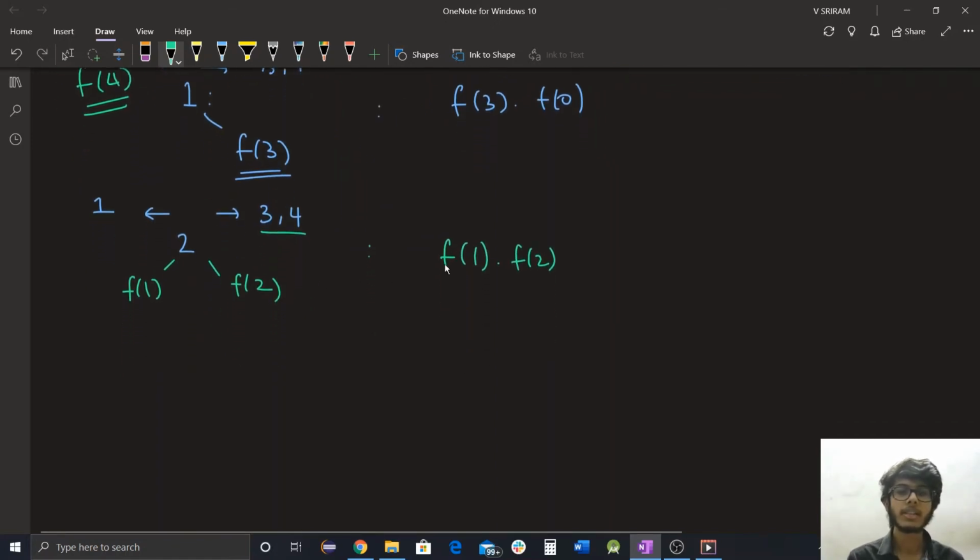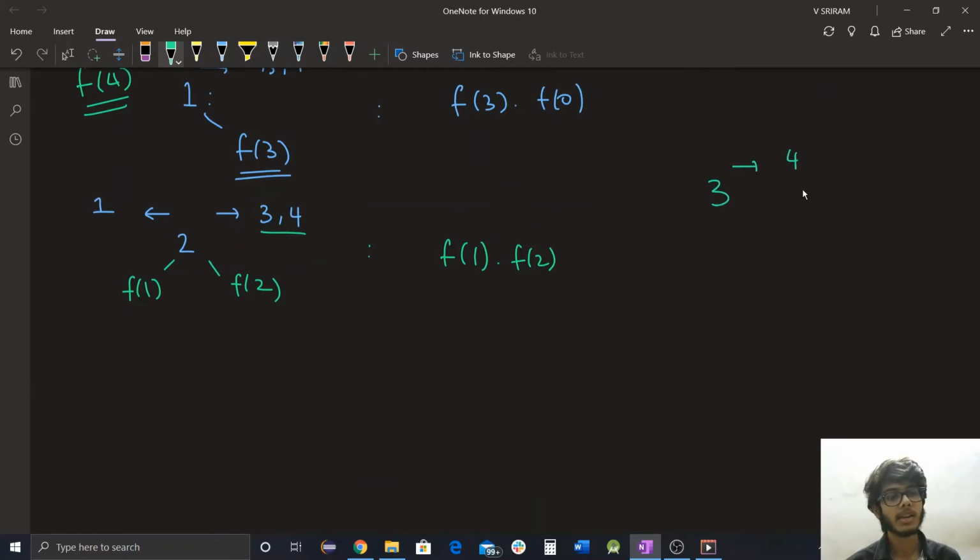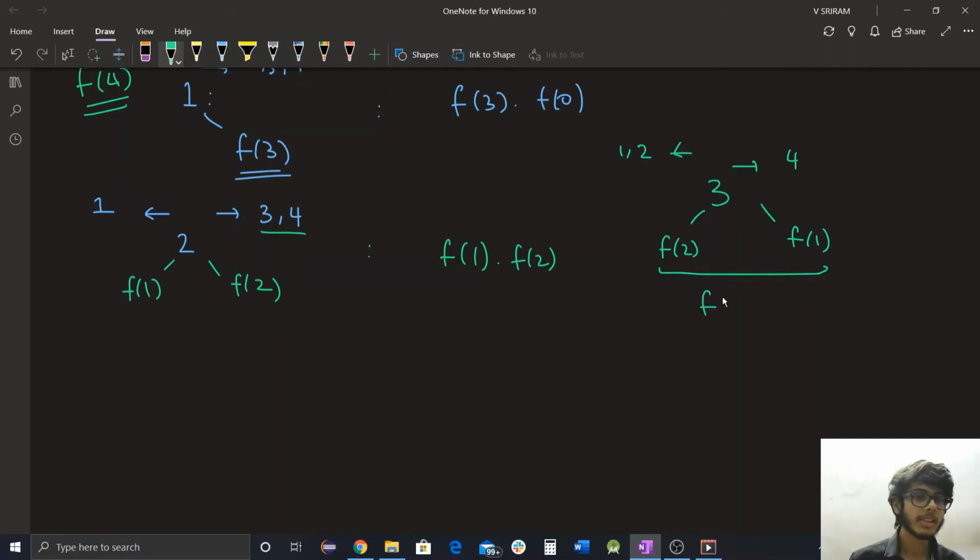Now if we consider the number of trees with 3 as the root node, only one element can be present on the right side, that is 4, and two elements need to be accommodated on the left side, that is 1 and 2. So the left side can be constructed in f2 ways, and the right side can be constructed in f1 ways. So the total number of ways is nothing but f2 into f1.